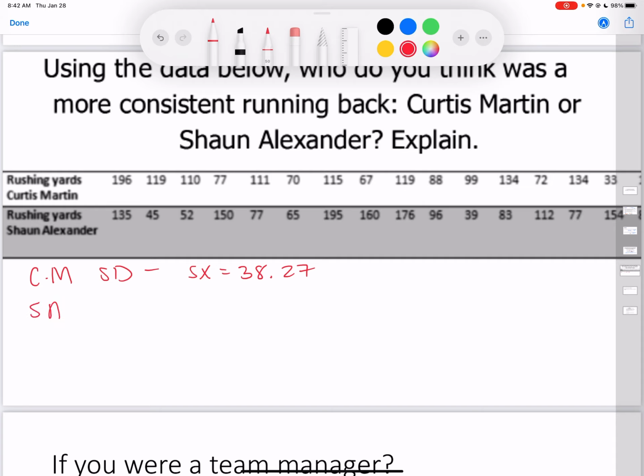Now for Sean Alexander, his standard deviation is 50.66, okay? So which one of those was more consistent? Well, you're looking to see which one is the smaller one. So we have Curtis Martin's more consistent, because he has a smaller standard deviation.